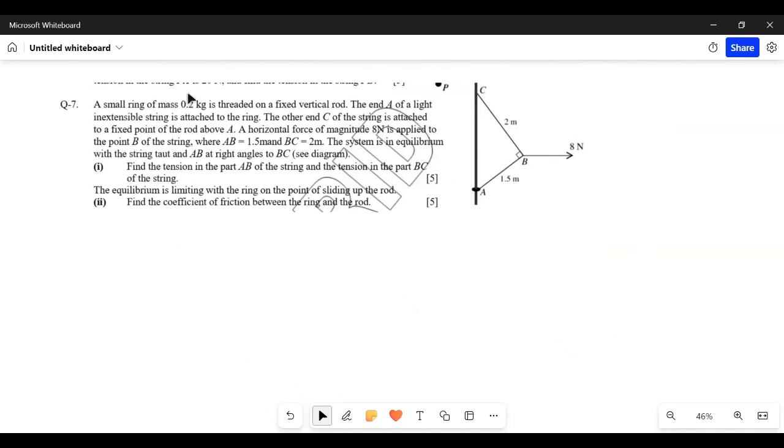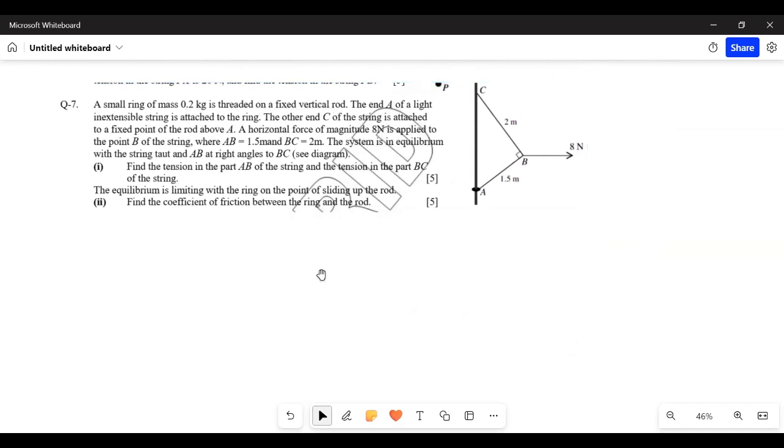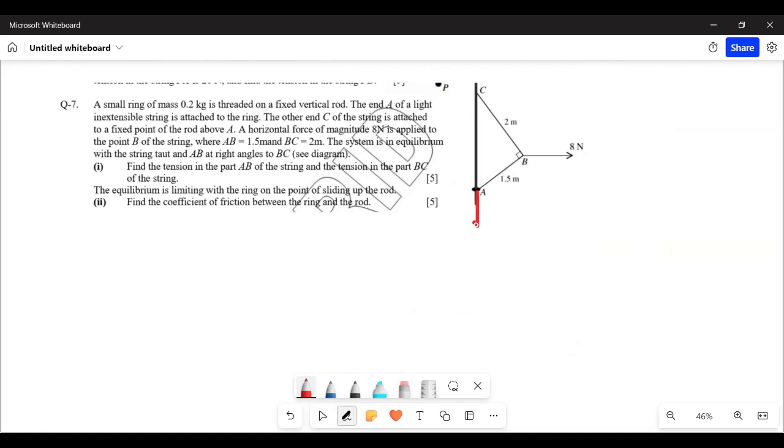A small ring of mass 0.2 kgs is threaded on a fixed vertical rod. I'm going to point the weight downwards, which is 2 newtons. The end A of the light inextensible string is attached to the ring. The other end C of the string is attached to a fixed point of the rod above A.